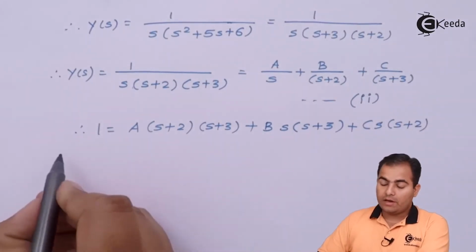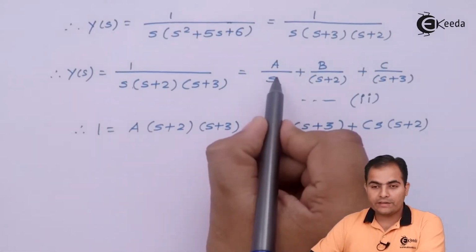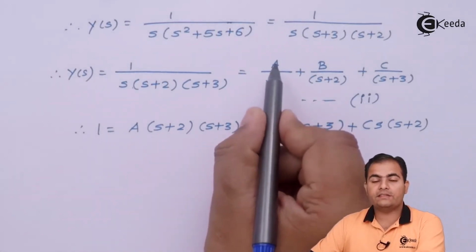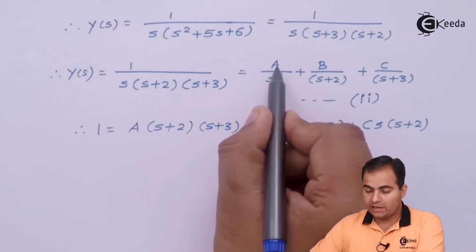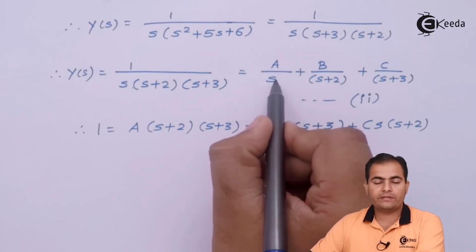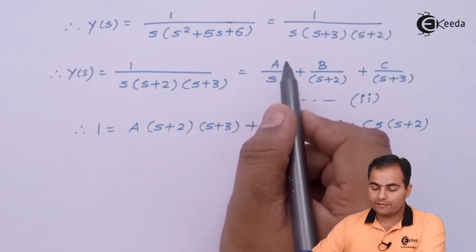Now how to find out the variables A, B, C? Just substitute the values, or equate the values of s which is placed in the denominator. Now here we have the denominator. In the denominator of A we have s, so equate it with 0. So we are going to substitute s equals 0 to find out the value of A.